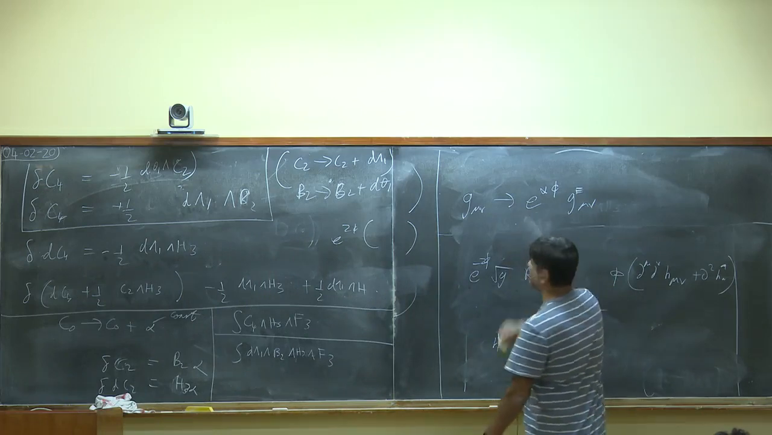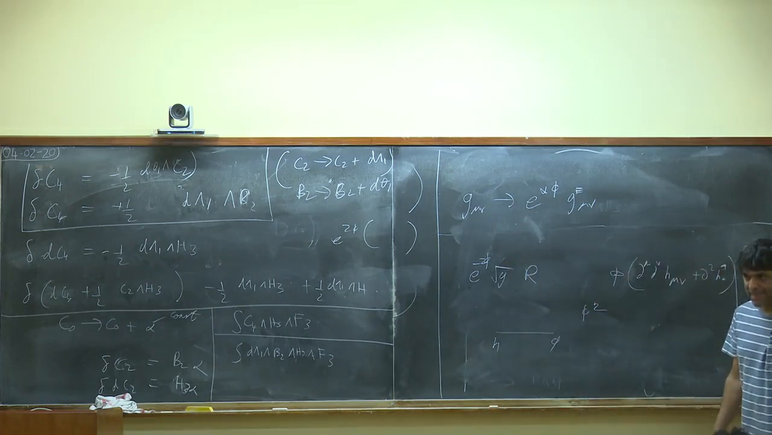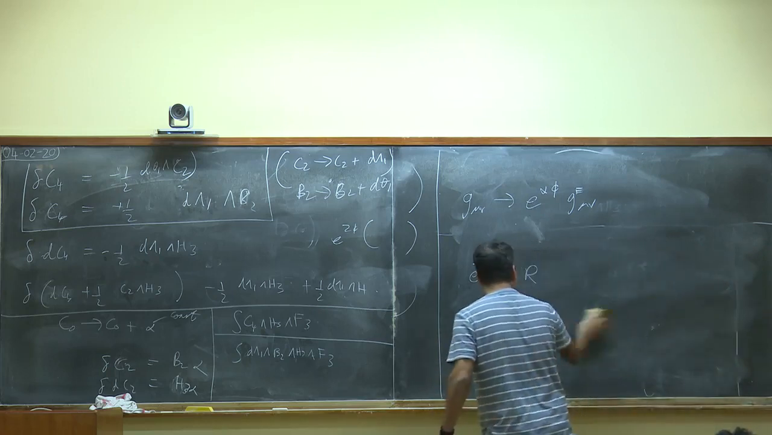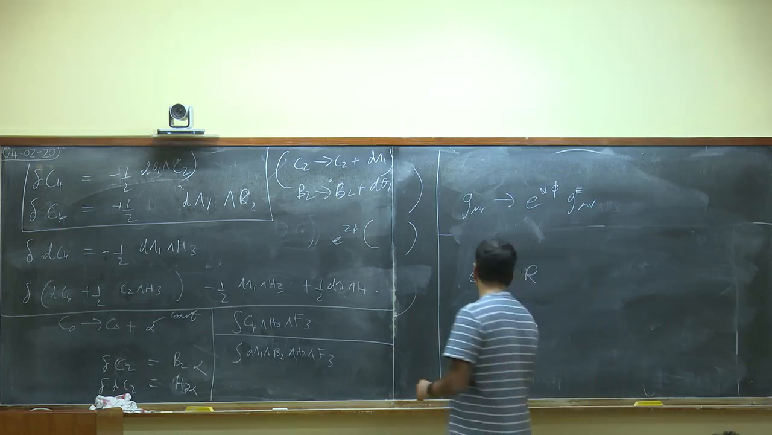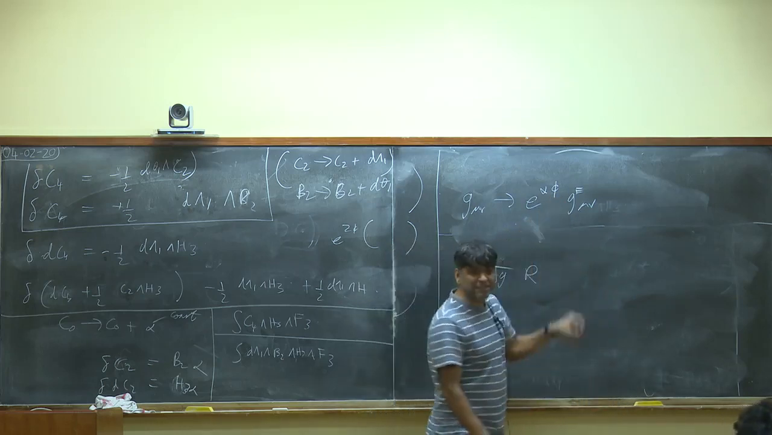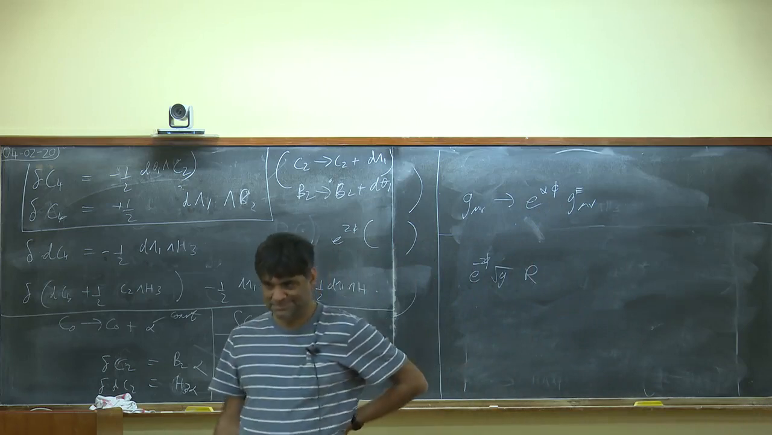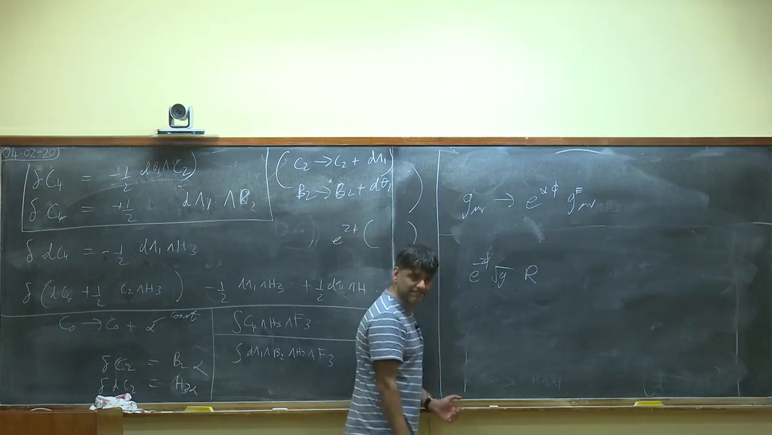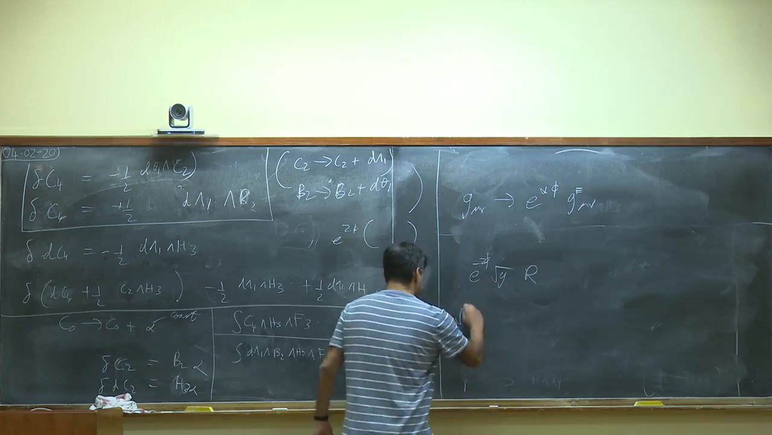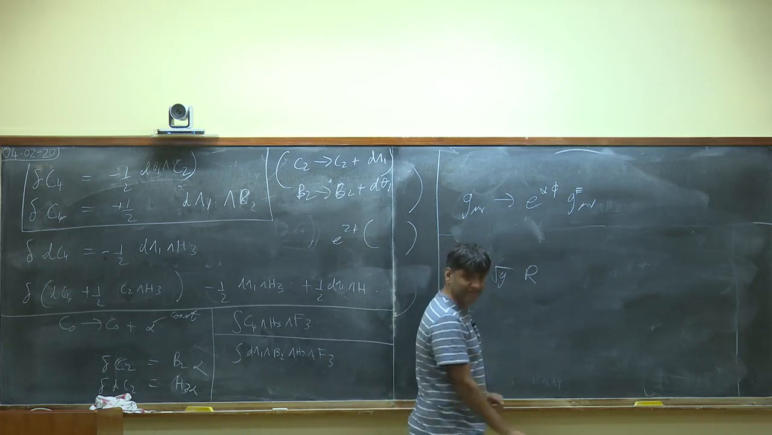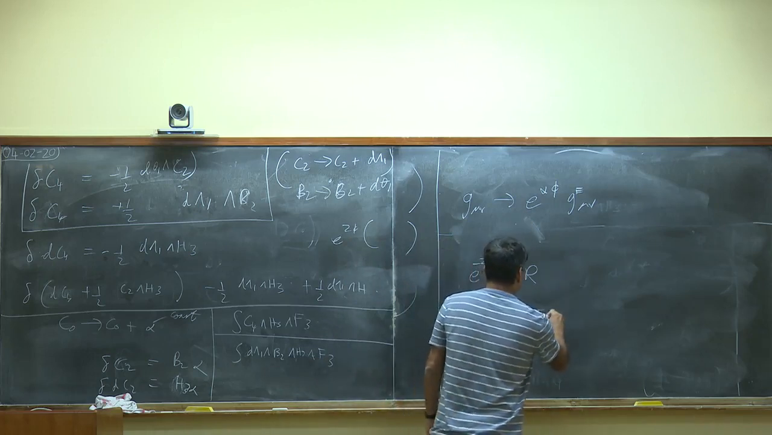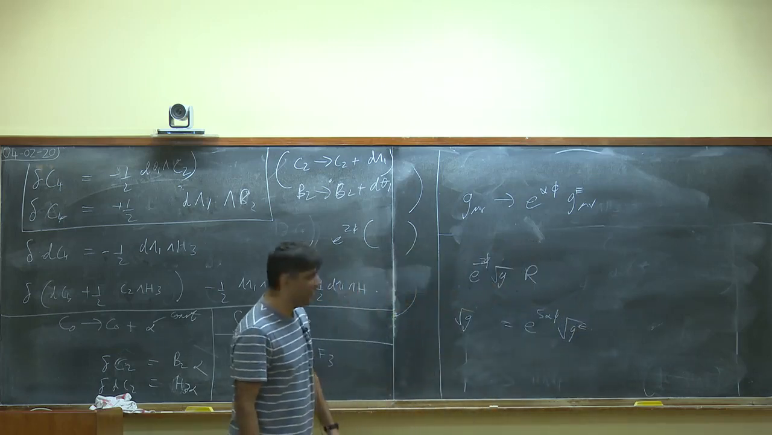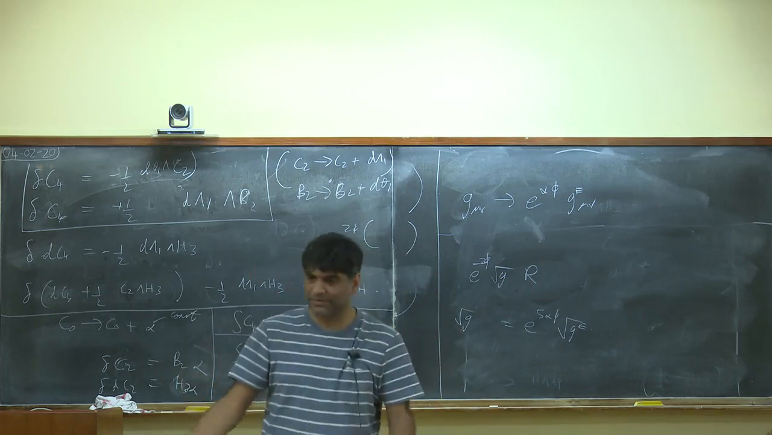If you make this field redefinition, then one can show, well, first let's see what happens to square root G R. Let's first do this for the special case that phi is constant. If we do it for the special case first that phi is constant, it's very easy to do, because square root G scales like what? E to the power 5 alpha phi square root G, because there are 10 factors in the determinant, and then we take the square root of the determinant.